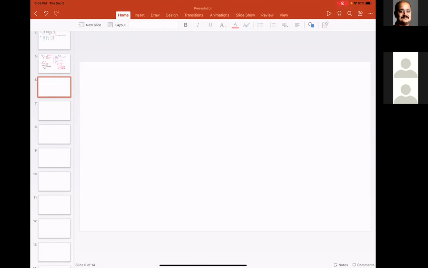Can someone tell me that if you have a matrix A, and if this matrix is a square matrix, you can find out its eigenvalues.